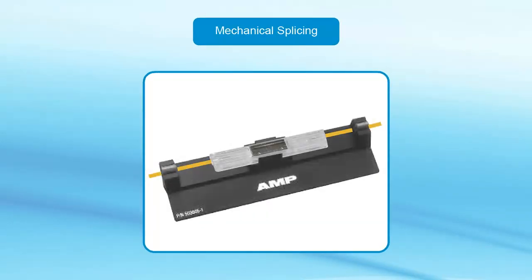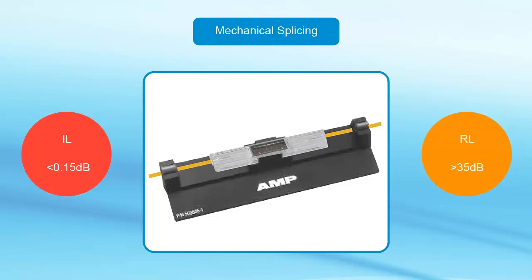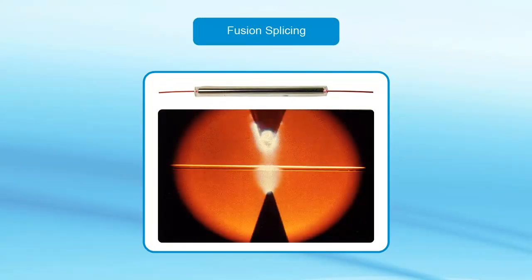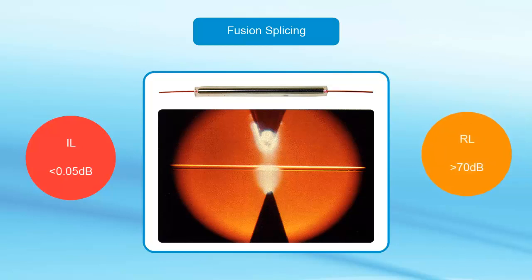Mechanical splicing involves the use of an alignment fixture to bring and hold two fibers in alignment. Mechanical splices typically give insertion loss values of less than 0.15 dB with return loss values of greater than 35 dB and involve the use of an index matching gel. Fusion splicing uses an electric arc to weld two fibers together and typically has insertion loss values of less than 0.05 dB and return loss values of greater than 70 dB.